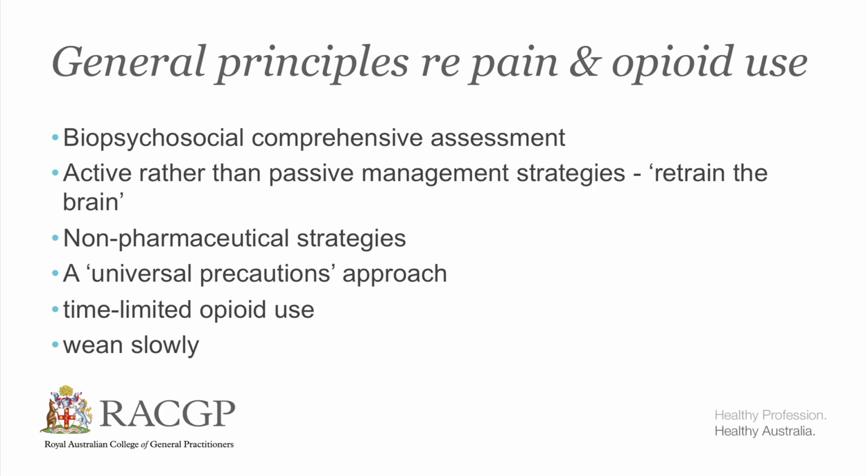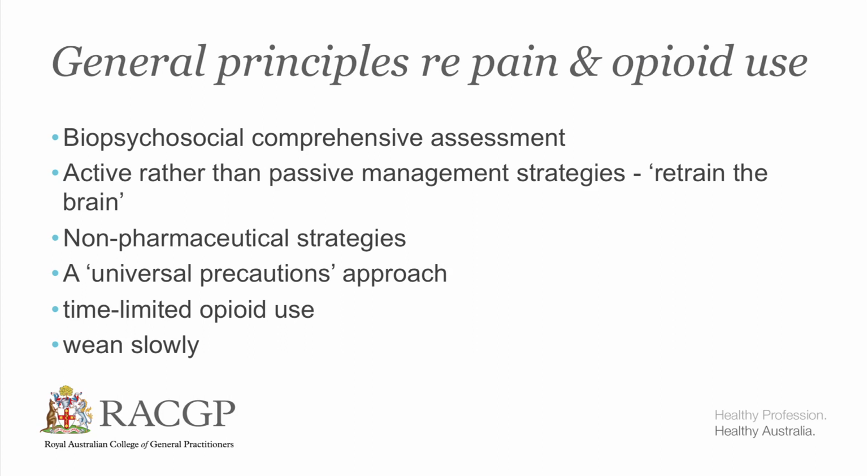So looking at the general principles around pain and opioid use, you really need to do a comprehensive assessment. This is not something that you can do quickly. And the other thing is that we know that the active management strategies, which are not pharmaceutical, work better and they help people to retrain their brain.